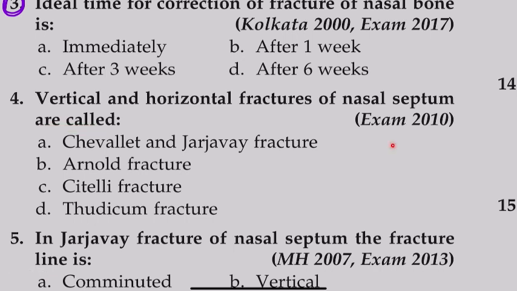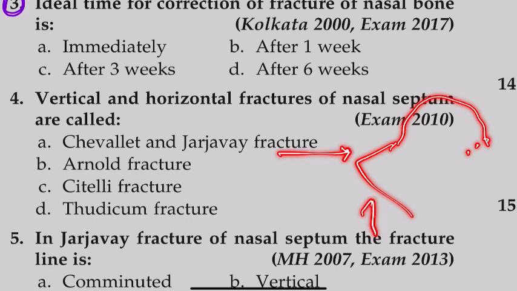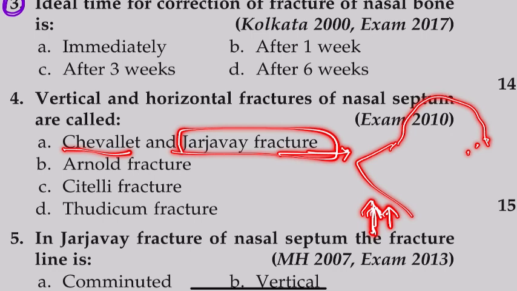Vertical and horizontal fractures of the nasal septum are called what? The vertical fracture is Chevallet, from the chin, as if punching from the chin downward. And the horizontal is Jarjavay fracture.